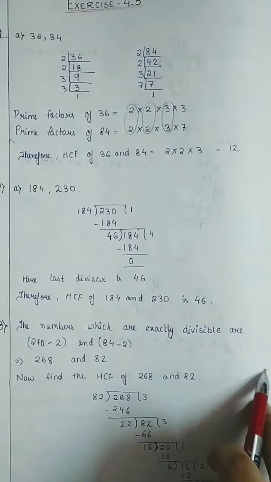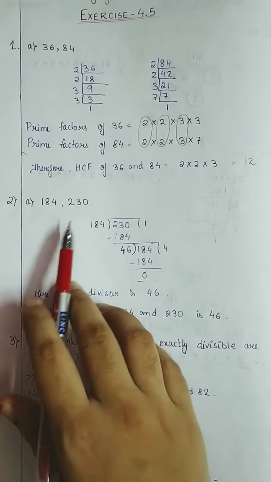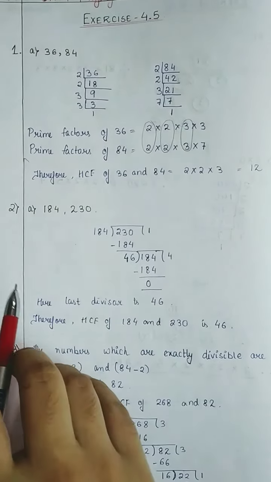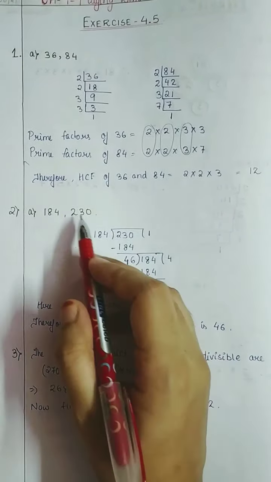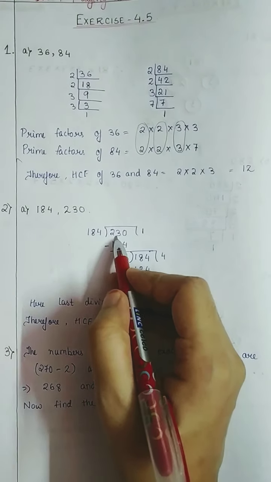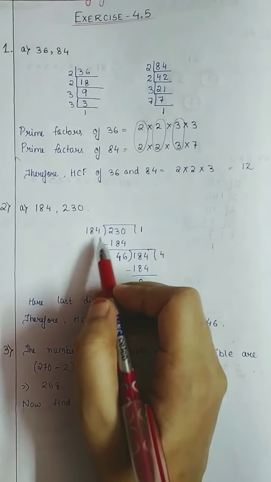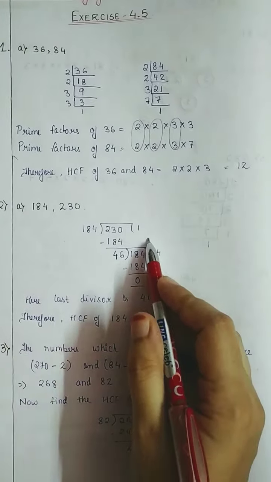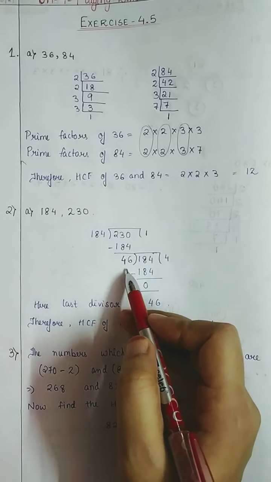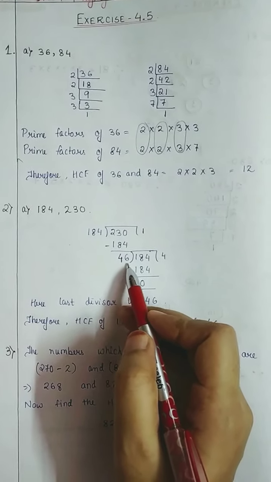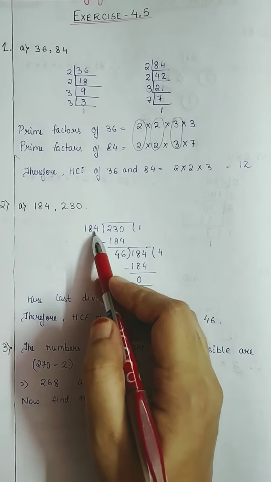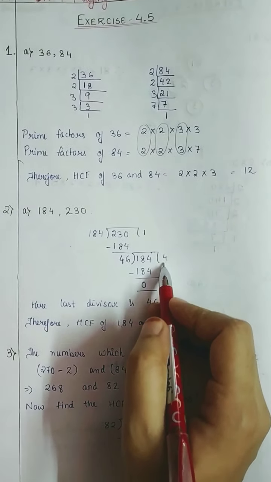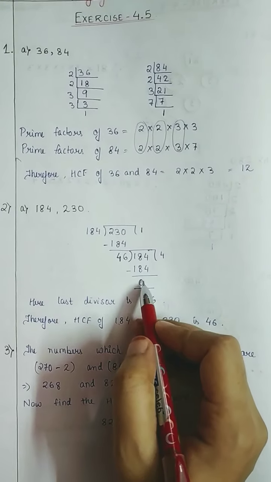Next is question number 2. Here again you have to find the HCF, by the division method. So how to do the division method? Take the larger number inside and the smaller number outside. Now start dividing. This will be the divisor. So 184 1s are 184, so we'll write 184 here. Now subtract, so we are left with 46. Now this 46 will become our divisor, and this 184 will come inside. Then again, 46 4s are 184. Now we have got 0.